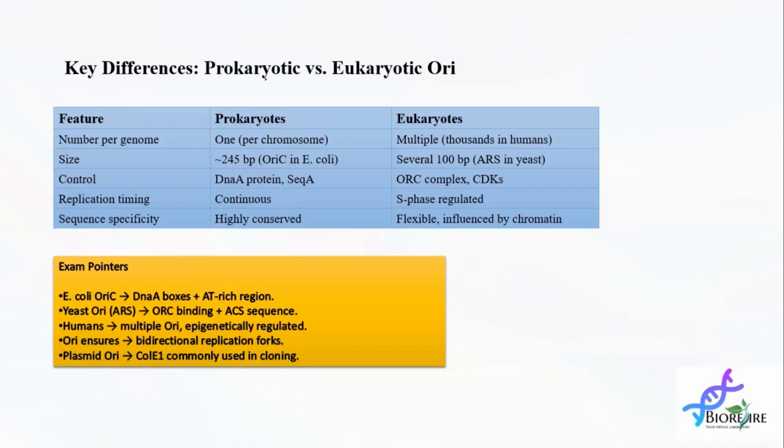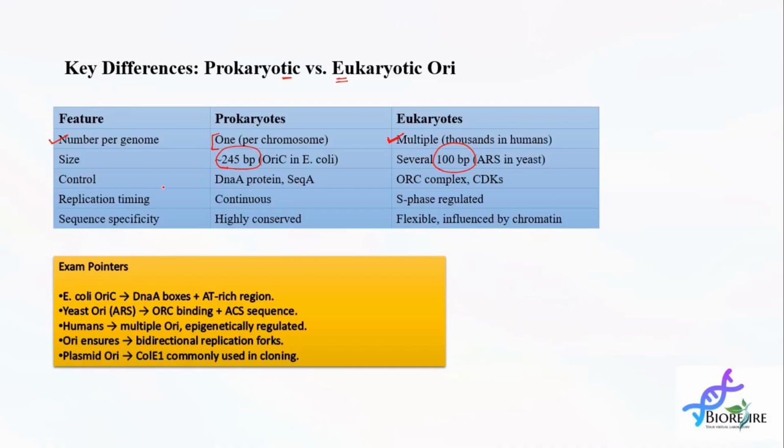Now we discuss the difference between the ORI region of prokaryotic as well as eukaryotic. If we're talking about the number of genome, then in prokaryotics only one ORI region is present. But in case of eukaryotics, multiple ORI regions are present. If we're talking about the size, the ORI region contains some specific sequence and the length is 245 base pair. But in case of eukaryotics, this is 100 base pairs.